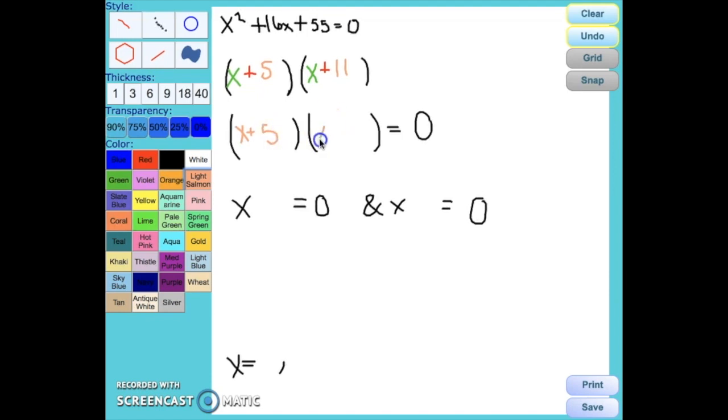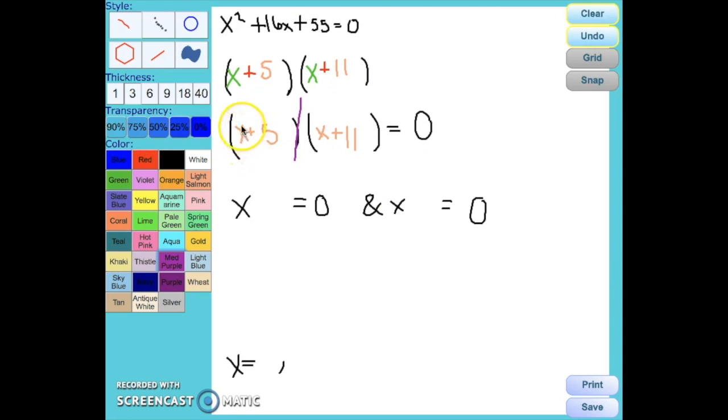We're going to split these two sections with parentheses into two equations. We're going to look at x plus 5 equals 0 and x plus 11 equals 0. Let's look at x plus 5 equals 0 first. We can ignore these parentheses because now it's just a simple equation. We don't have to worry about them right now.